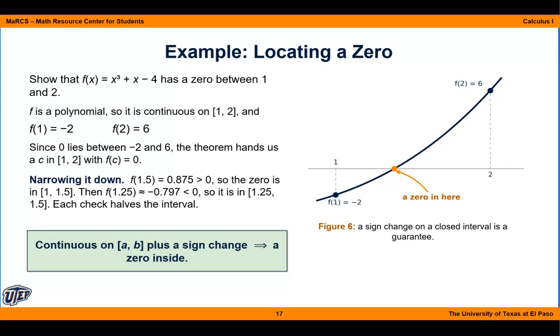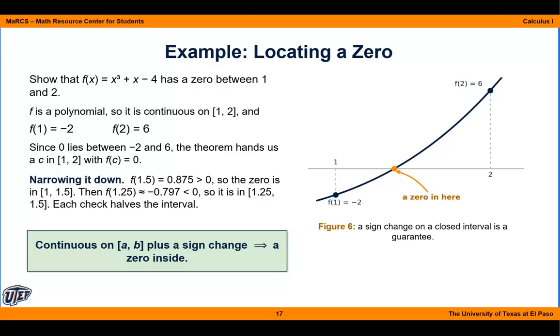We can narrow its location by checking midpoints. At 1.5, the function value is positive 8.875. So the 0 lies between 1 and 1.5. At 1.25, the function value is approximately negative 0.797. So the 0 lies between 1.25 and 1.5.